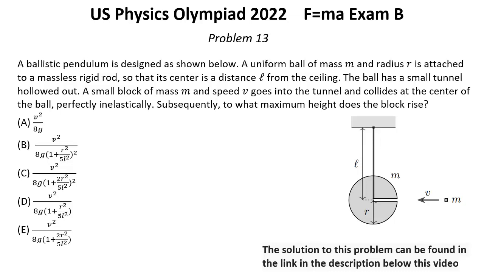Problem number 13. A ballistic pendulum is designed as shown below. A uniform ball of mass m and radius r is attached to a massless rigid rod, so that its center is distance L from the ceiling. The ball has a small tunnel hollowed out. A small block of mass m and speed v goes into the tunnel and collides at the center of the ball perfectly inelastically. Subsequently, to what maximum height does the block rise?